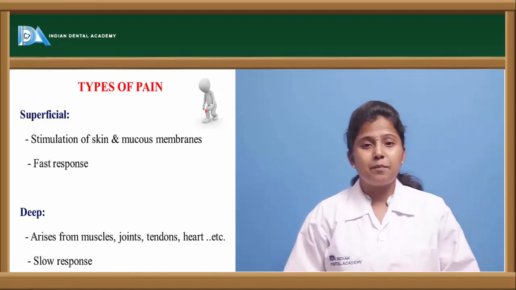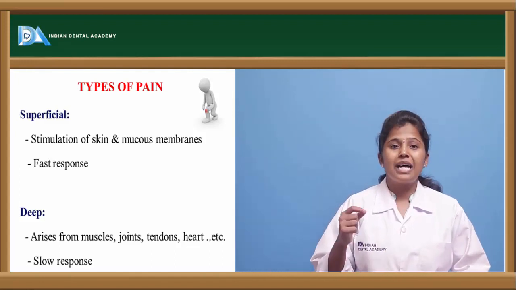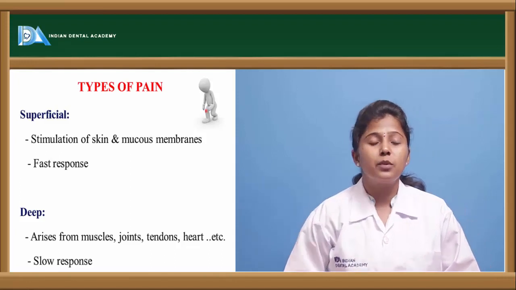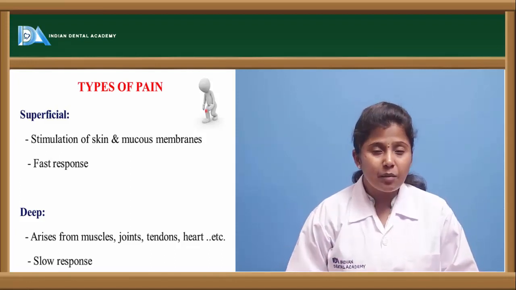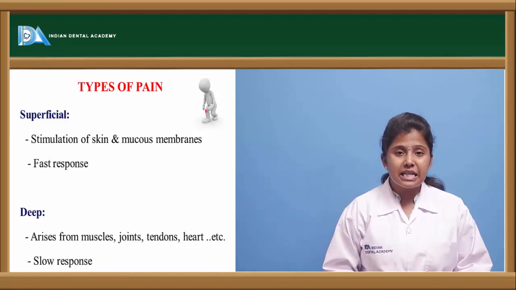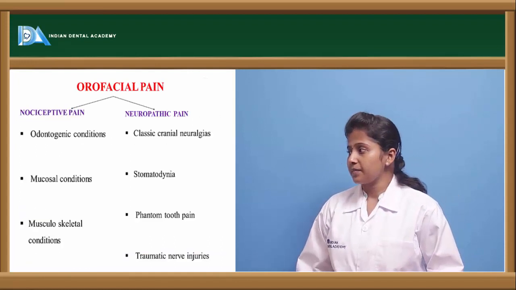And what is deep pain? Deep pain mostly arises in the muscular tissue as well as bones, joints, blood vessels, etc., causing some discomfort inside the body, in the organs which are present inside the body. That is the reason it has a slow response.